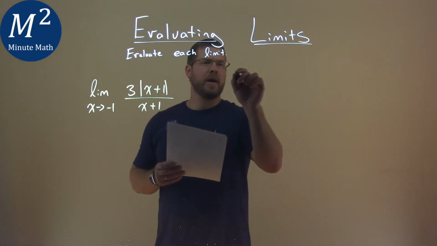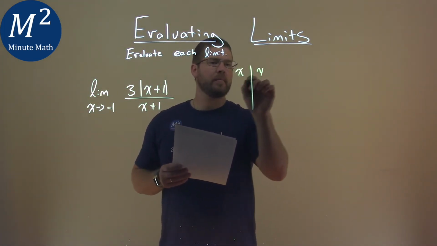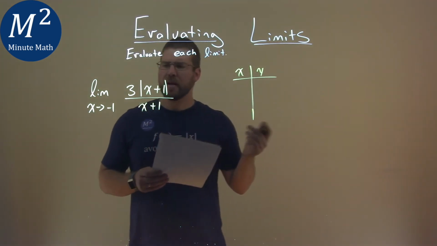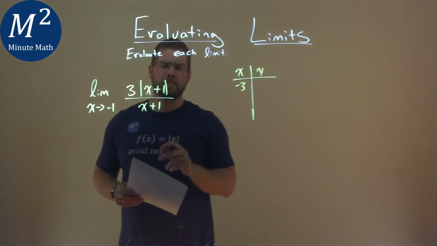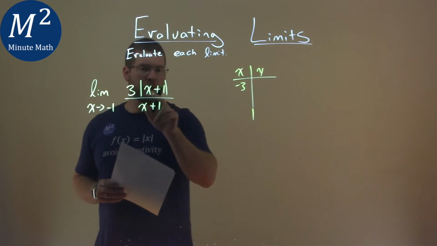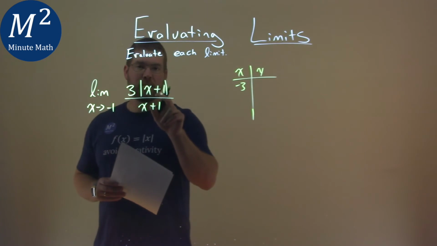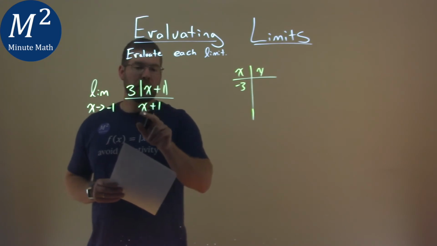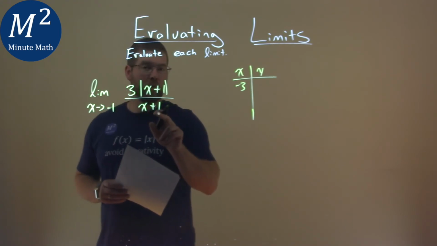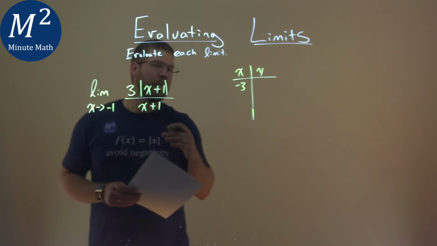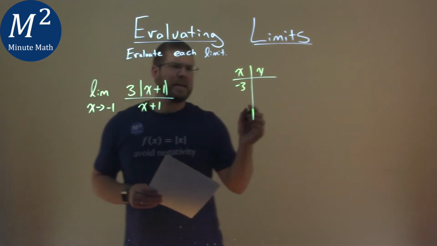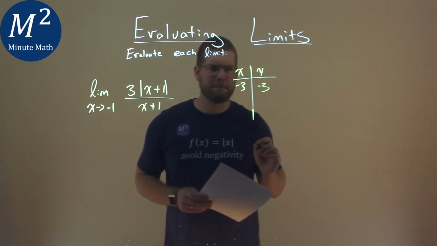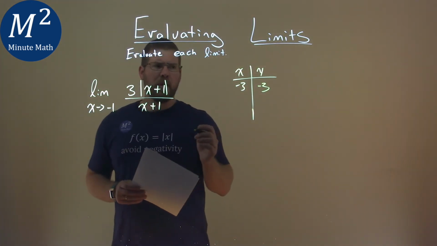We have our x and our y here. If we put a negative 3 in for x, in the top part we have negative 3 plus 1, which is a negative 2. The absolute value of that makes it a positive 2, right? Then we multiply by 3, we get a 6. In the denominator, we have negative 3 plus 1, which is a negative 2, and 6 divided by negative 2 is a negative 3.